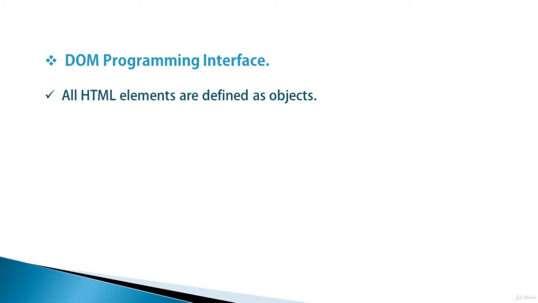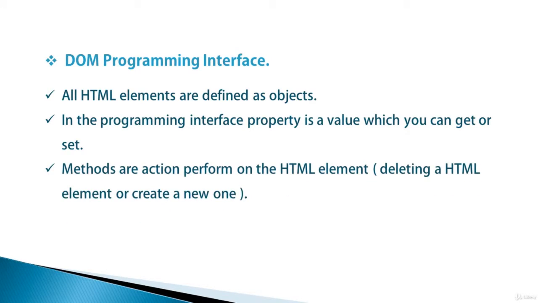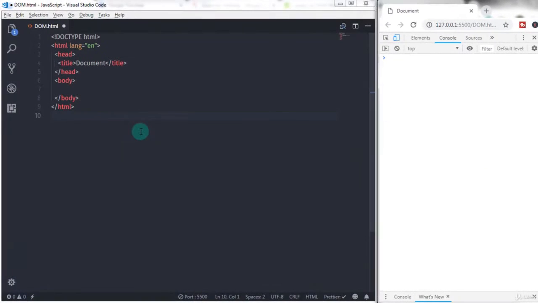As I said in the previous lecture, all HTML elements are defined as objects. In the programming interface, a property is a value which you can get or set, and methods are actions performed on the HTML elements, like deleting an HTML element or creating a new one. Now let's take a look at an example and understand how to access an HTML element using the document object model.